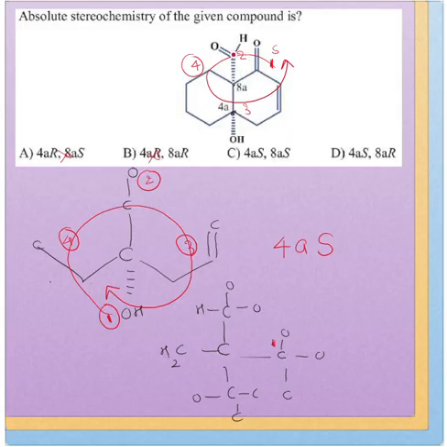But look at this. This is again below the plane. So one of the priority groups is below the plane, which means you have to reverse this. How? To R. Therefore, the 8th one is R, right? Therefore, the right option is option D. If you don't understand, you can reverse the molecule and still you can do the R and S configuration, but that's a little bit complicated. This is the best way to do the R and S configuration for the three-dimensional molecules.